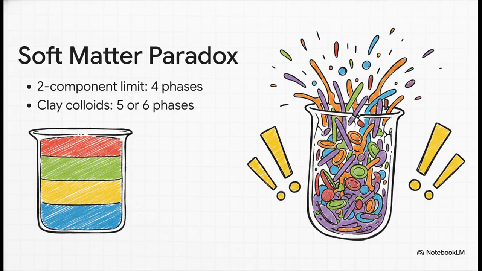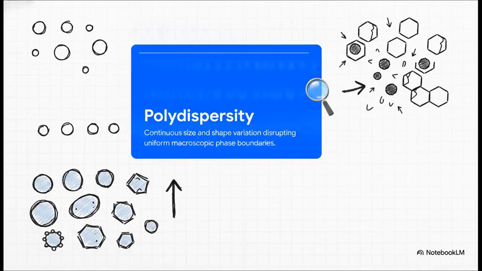But recently, researchers were blending rod-shaped and plate-shaped clay colloids and polymer gels, and they observed something that should have been impossible: 5 or even 6 distinct structural phases coexisting perfectly at the exact same time. It was a massive paradox that essentially violated the bedrock of physical chemistry. So, what gives? Well, the root of this thermodynamic paradox is a fascinating concept called polydispersity.